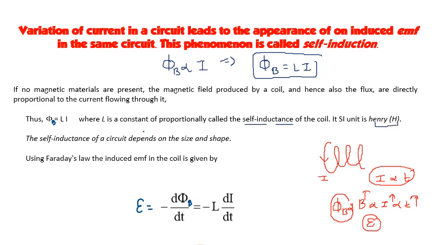Now remember, whenever we remove the proportional sign and put a constant, this L will not depend on phi and I. This L will depend on size and shape of the coil. And remember that induced EMF is equal to minus d phi by dt, and flux is L I, where L is a constant. So EMF will also be given by minus L dI by dt, and it is the self-induced EMF.